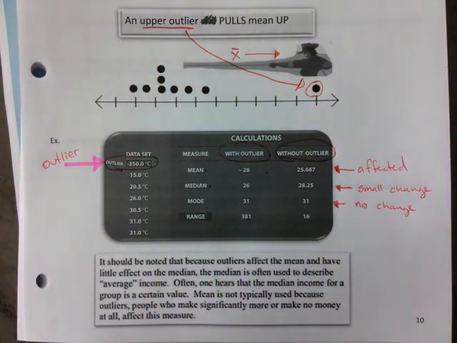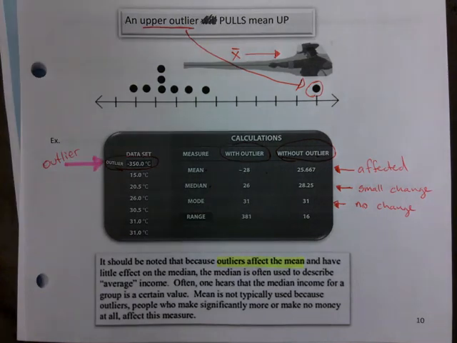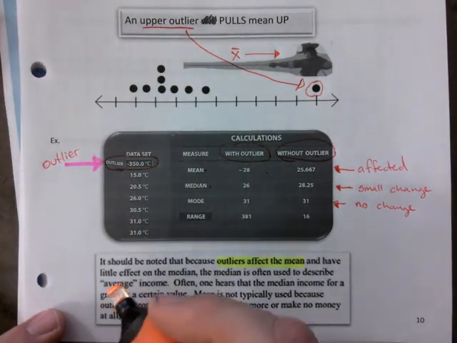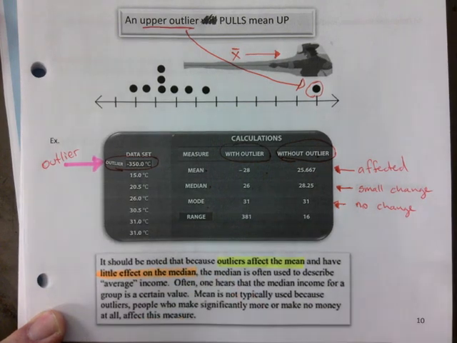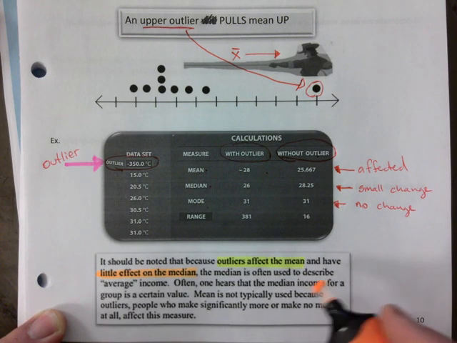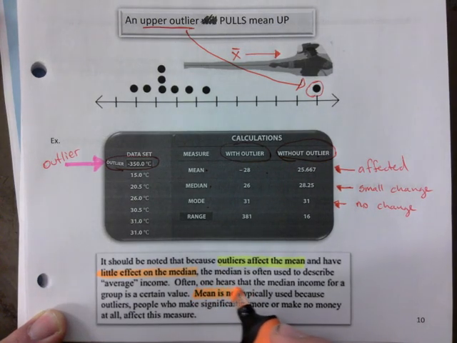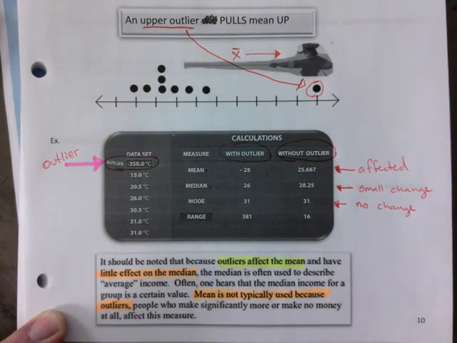So let's keep going. Fascinating stuff, right? I think you can wrap your head around it. It should be noted that outliers affect the mean, but have little effect on the median. Watch this, I'm going to use orange. The median is often used to describe the average income. Often one hears that the median income for a group is a certain value. The mean is not typically used because of outliers, right? So mean is not typically used because of outliers.